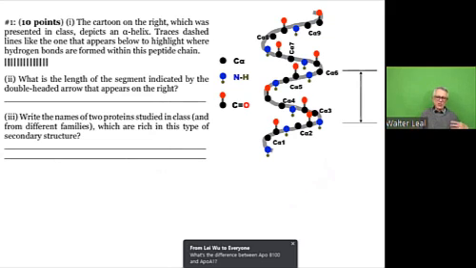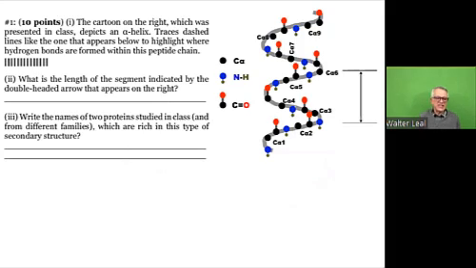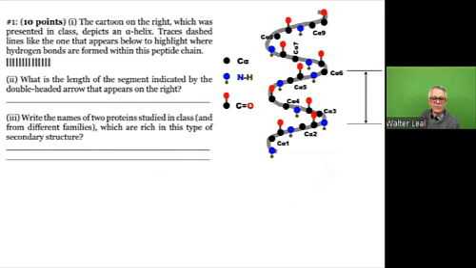So here's one example, and this cartoon here on the right, which was presented in class, depicts an alpha helix. Trace dashed lines, like the ones that appear below, to highlight the hydrogen bonds formed within this peptide chain. So let's shift gears and look at these peptides where there's the CO and the NH. Let's find it then here. There's one here. Okay, I hope you are following. That's another one that's forming here, so I will have to trace it back.